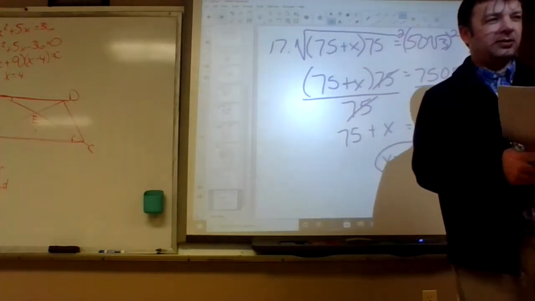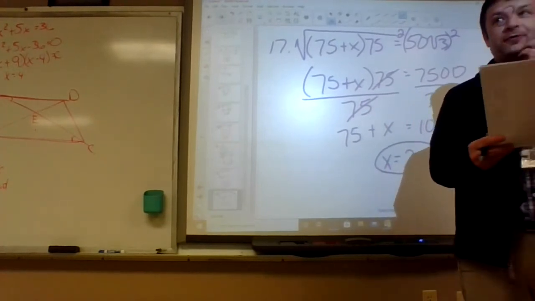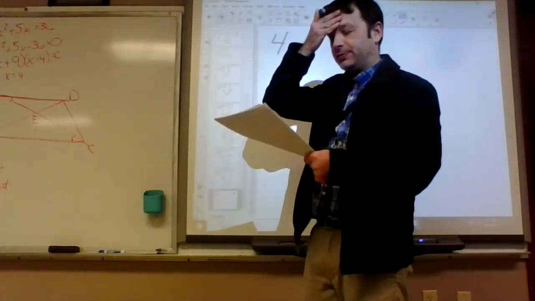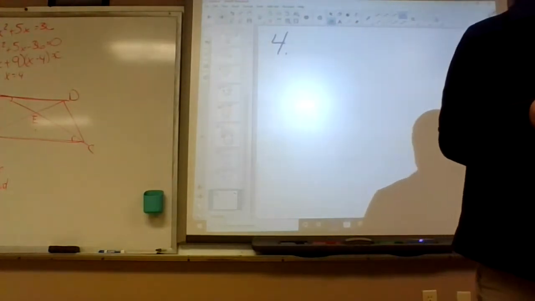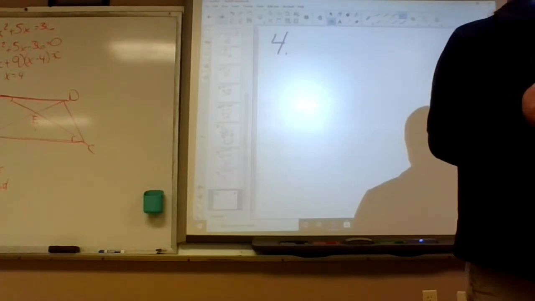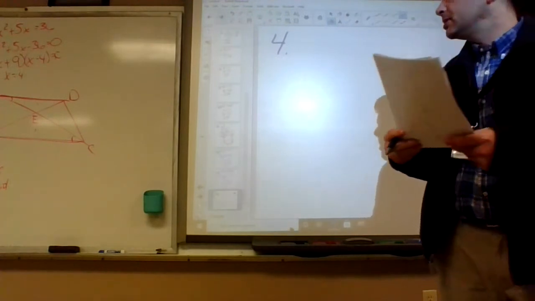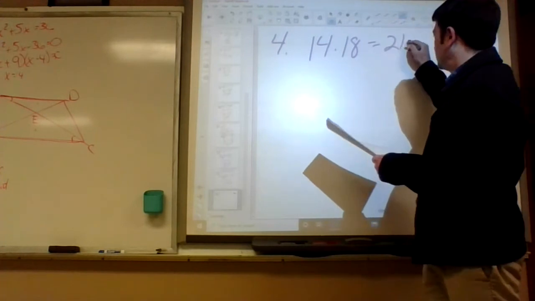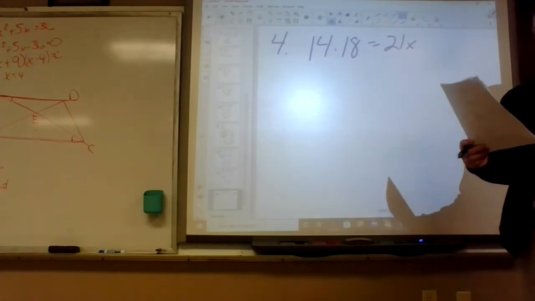Okay, on the last page, let's look at number 4 first, because that's the easier one, and we'll work our way up. Number 4 has two parts. Do you guys remember how we set up number 4? Yeah, it's 14 times 18 equals 21 times x. I'm not going to finish that. That's how you do 3 and 4 and 8 and 7.